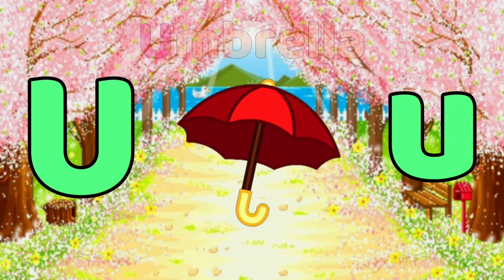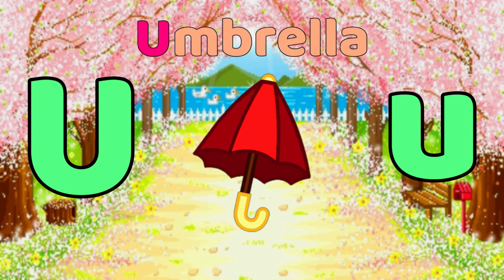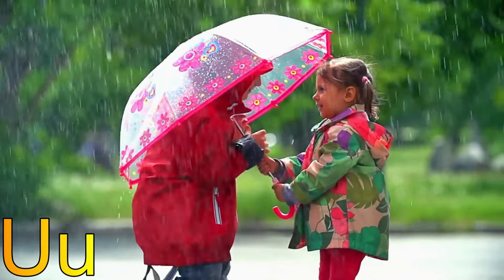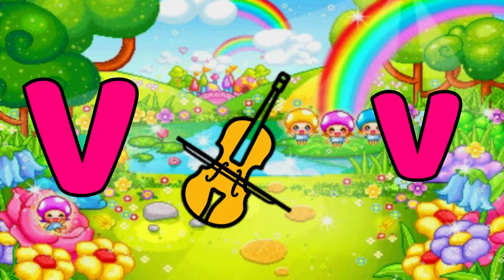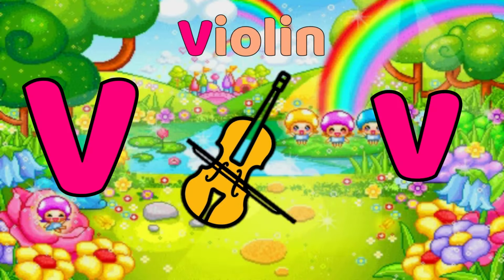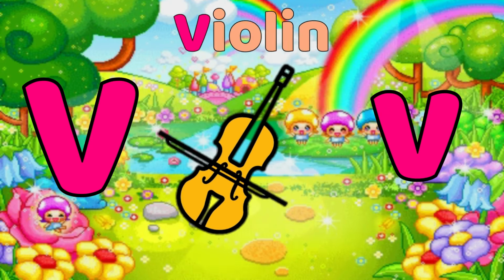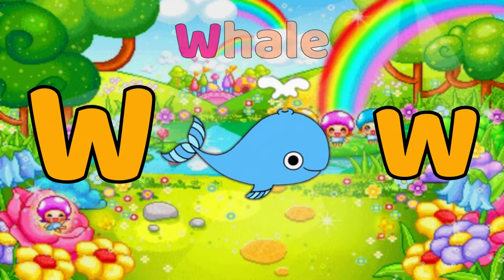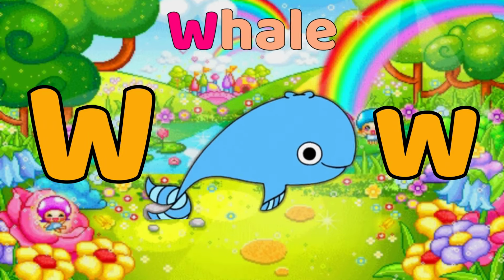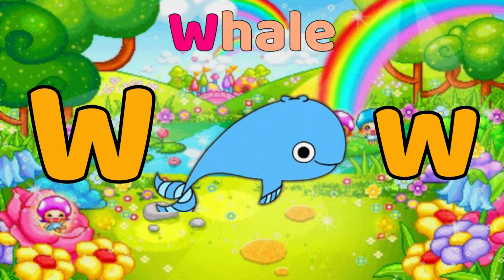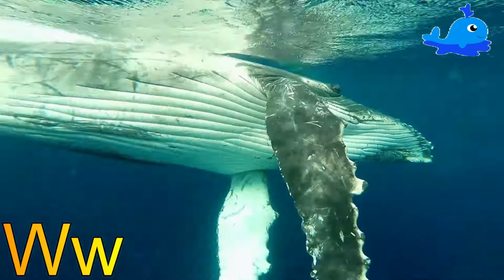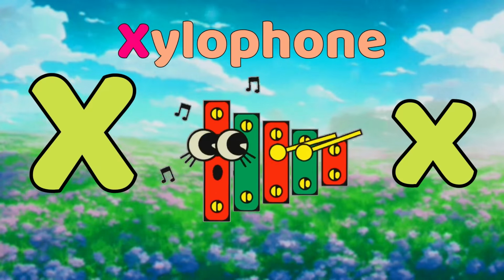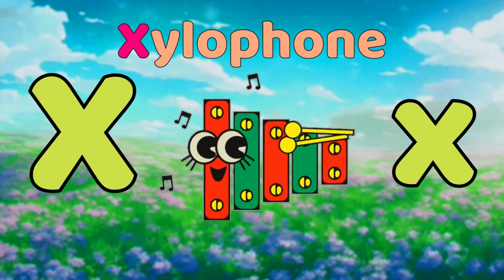U is for umbrella, umbrella. U, umbrella. V is for violin, v, v, violin. W is for whale, w, w, whale. W, whale. X is for xylophone, z, z, xylophone.